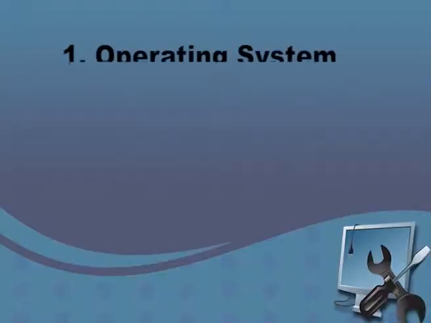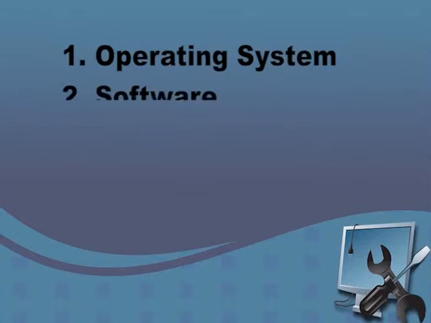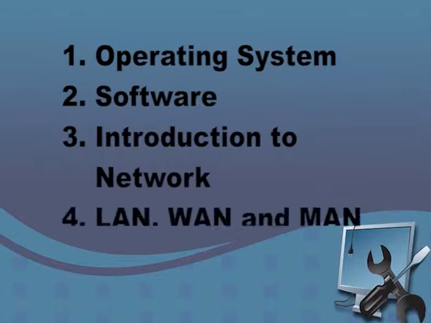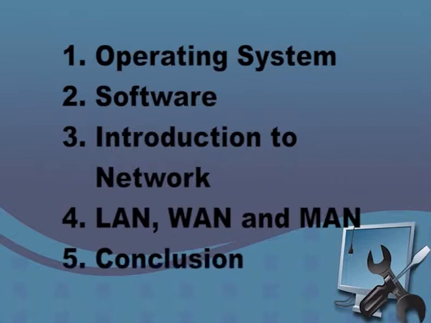Finally, we will wind up this module by studying computer networks, the types of computer networks, that is the LAN, WAN and MAN. Now, the first module is going to be the operating system, the second one would be the software, the third one would be the introduction to network, the fourth one the detailed description of LAN, WAN and MAN, and in the end we will conclude the lecture. Let us come to the first module, which is on operating systems.